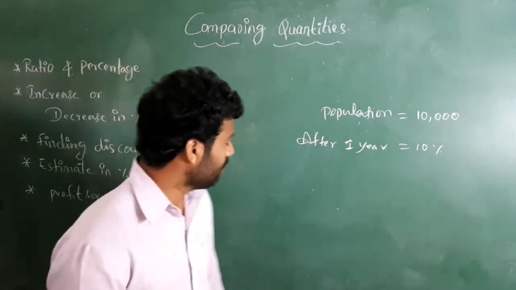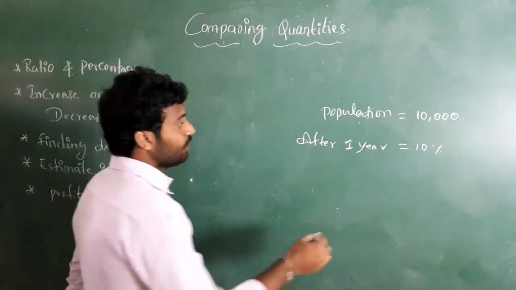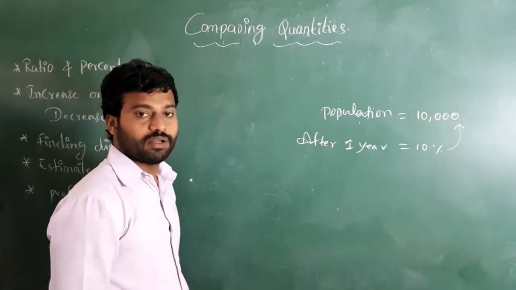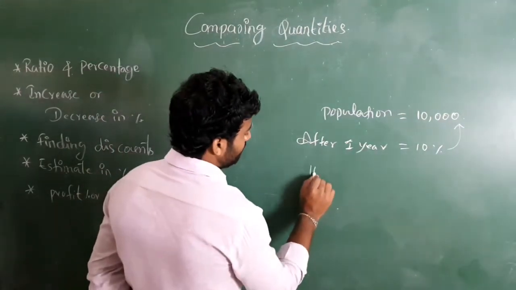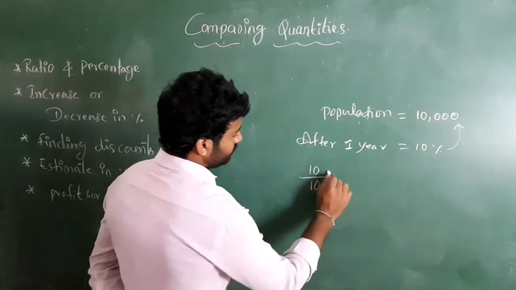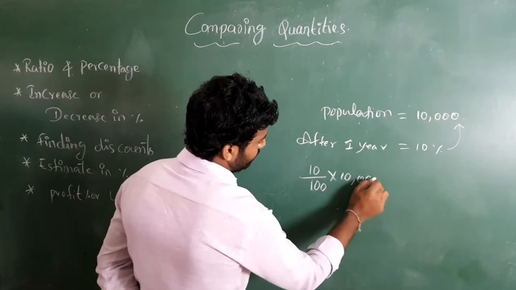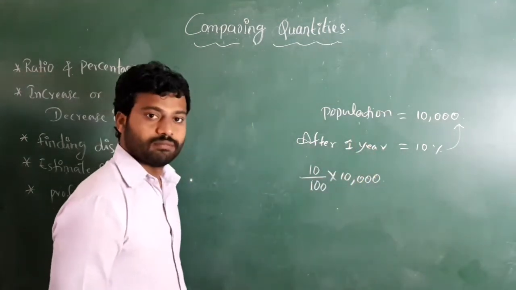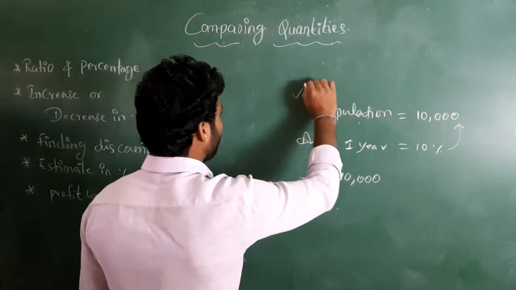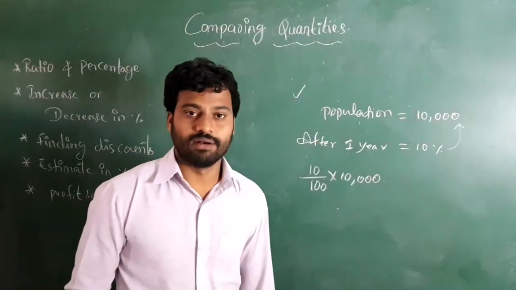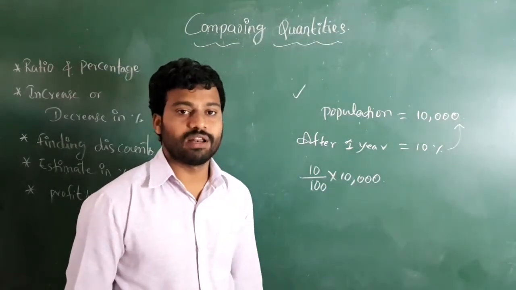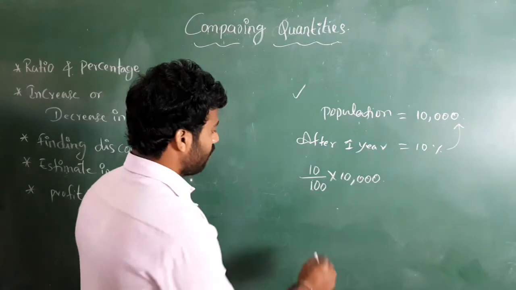So the first way is what? We have to find out what is 10% of this one. So 10% of this one, how can I write? 10 by 100 into 10,000. So automatically the percentage is increasing, no? They are asking to find out the increase. They have given the percentage of the increase, then they asked to find the total numbers. Correct or not?